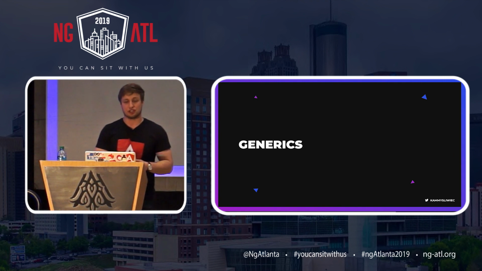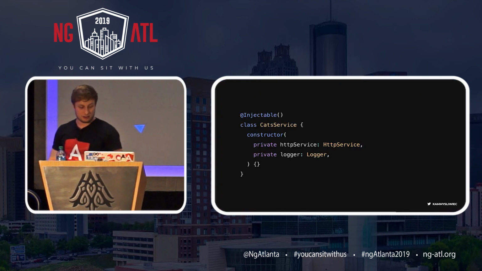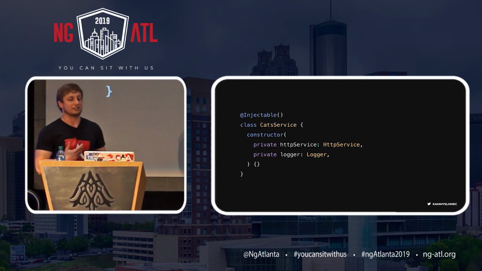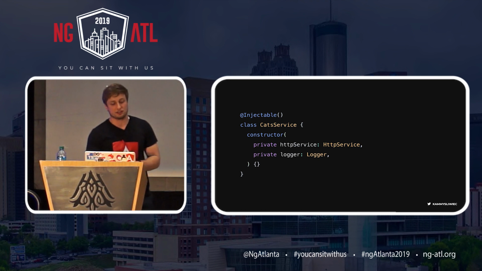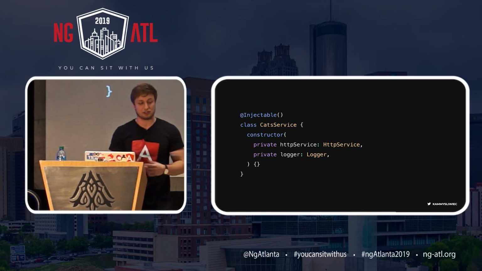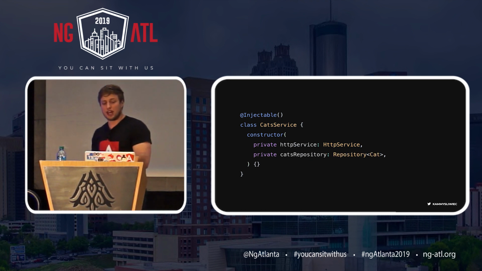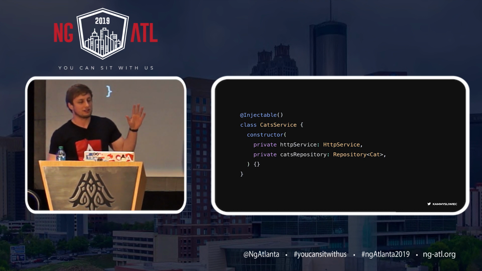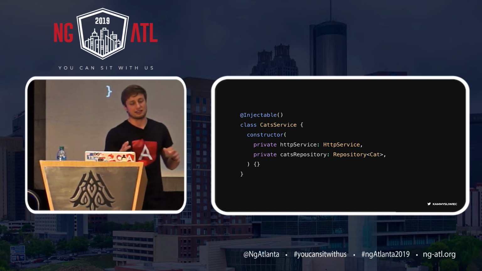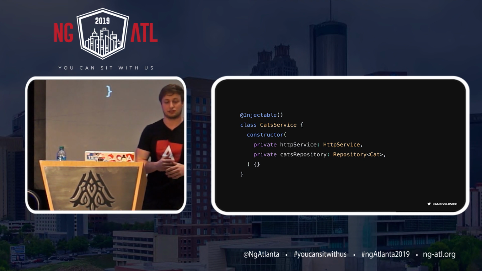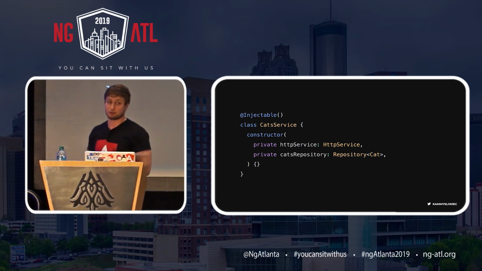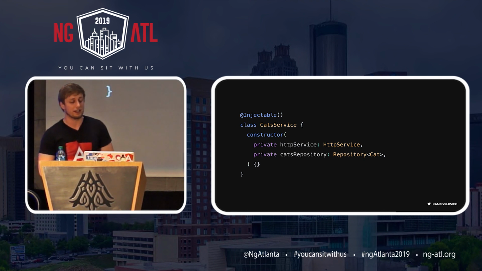Another difficulty, generics. So again, let's have a look at our cat service. We will change the second dependency to the data source repository class instead of logger. So now we have a repository. It's just a sort of generic class which has a specialization. The specialization here is a cat model. Cat model may have some properties inside, like ID, name, and stuff like that.